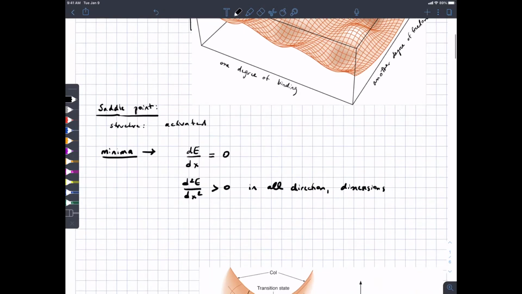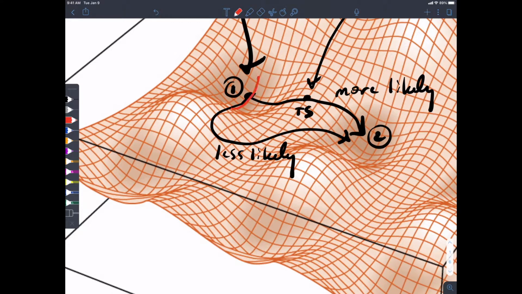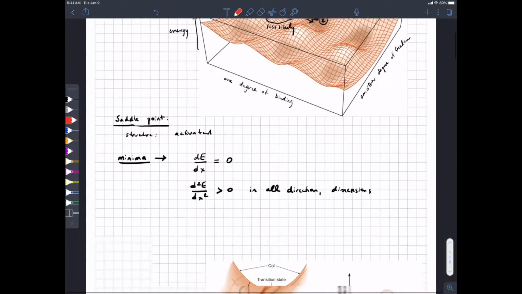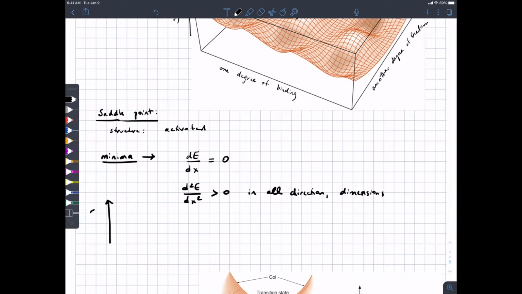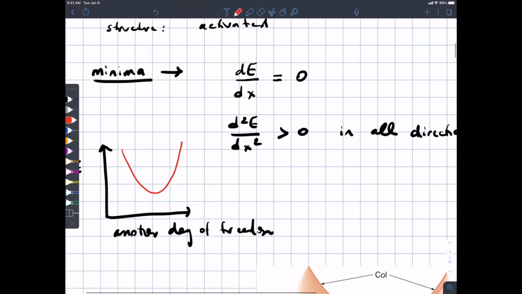So if you're at a minimum, let's look at this particular slice of the energy minimum, and we'll have energy on this axis, and then we've got another degree of freedom. We have something that looks like that, and this is our energy minimum. At that minimum, the slope is zero, but the second derivative would have a positive value here, because the further away you get from that minimum, the more the slope is increasing. Get that? Yeah.